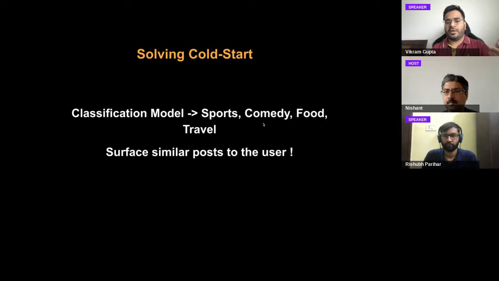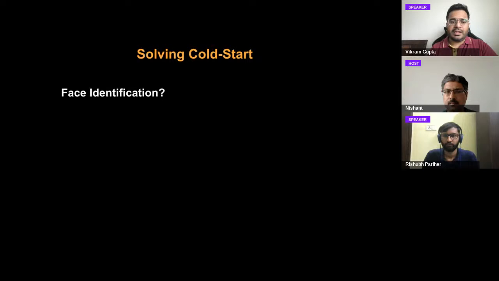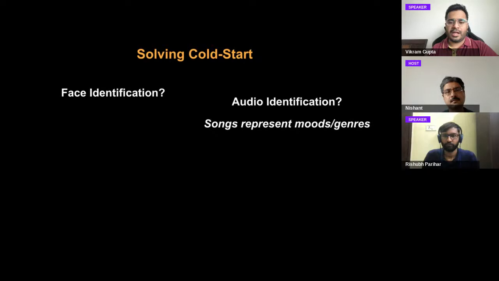One way could be classification. You create some classes, and if somebody sees sports, you show them further videos of sports. That is one way. But it's obviously not just about classes. Maybe face identification can also help. If you're seeing something from Virat Kohli, you might like to see more of it. Similarly, songs represent moods, so if you like a 1990 Bollywood song, then if I show you something similar, you may like it.